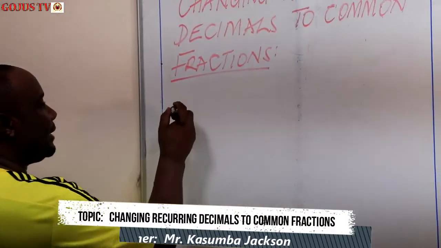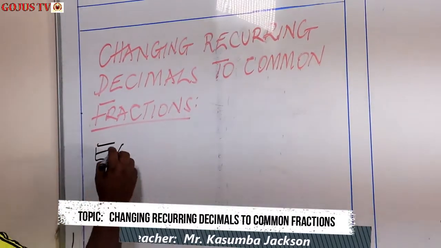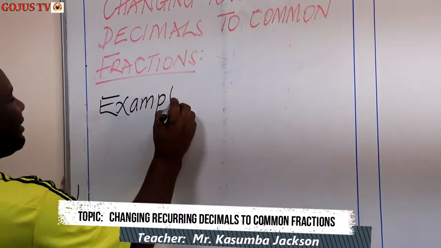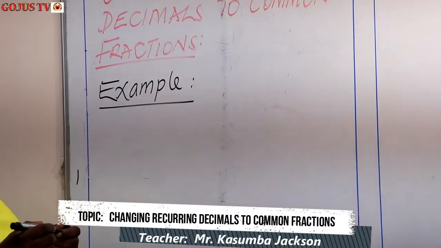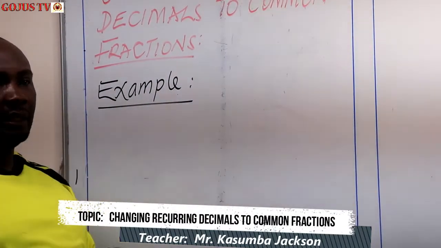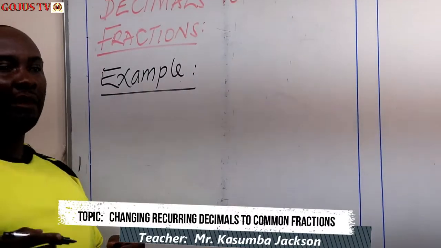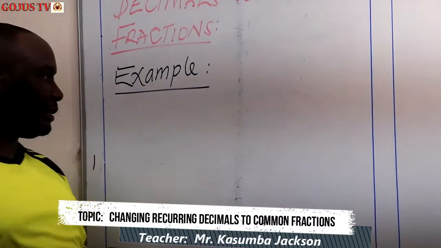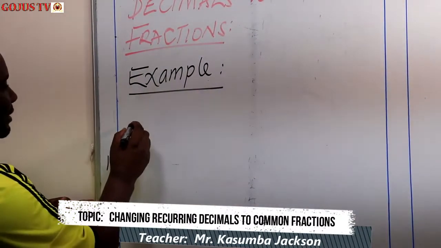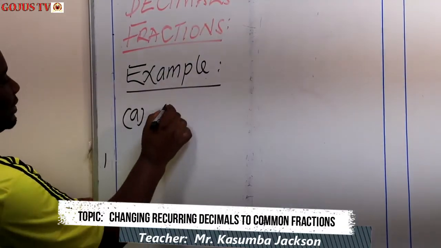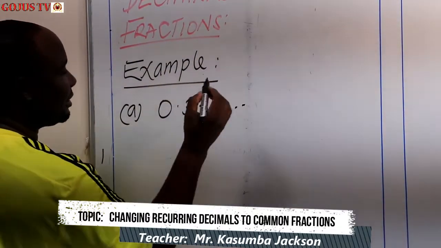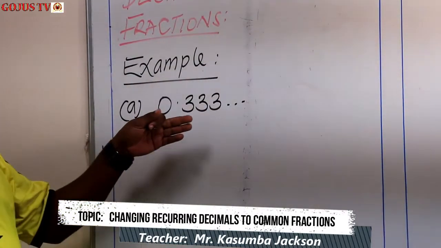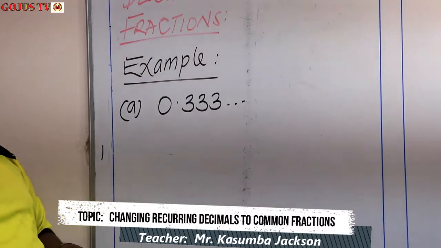Supposing we are given an example of a recurring decimal. By recurring decimal, yesterday I told you it is a kind of decimal that doesn't seem to be stopping, that continues either with a single digit or with two digits. But we are going to give ourselves the first example as 0.3. When I write another 3 and another 3 with 3 dots, it means this fraction doesn't have an end, so it is a recurring decimal.